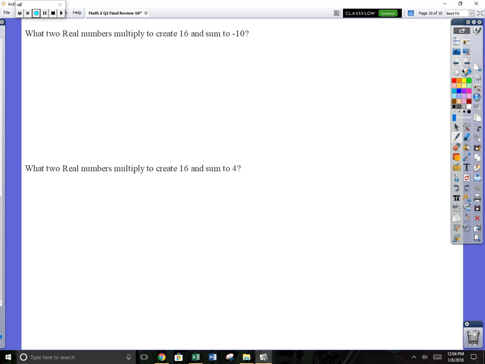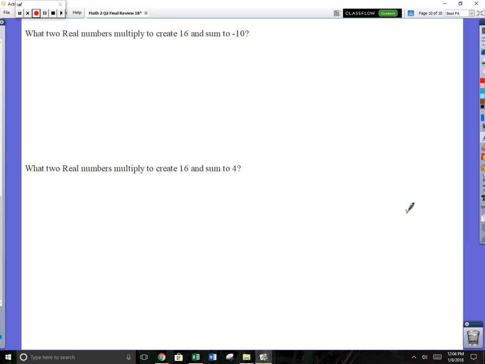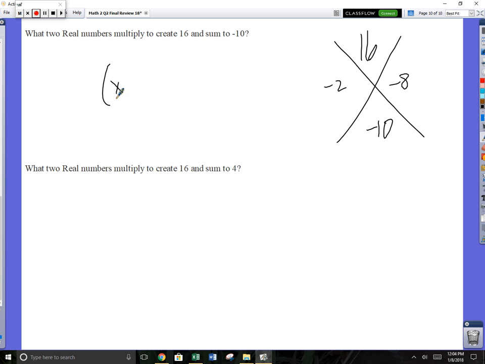Okay, what about these two? What two real numbers multiply to create 16 and sum to a negative 10? So they multiply to 16, they sum to a negative 10, and they are negative 2 and negative 8. So (x minus 2)(x minus 8).